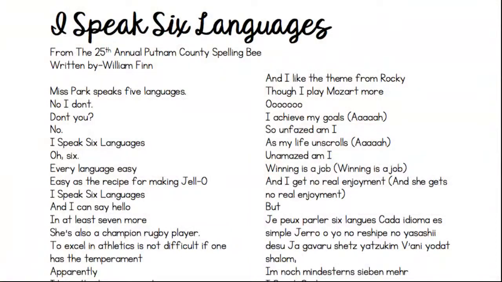So this is the lyrics to I Speak 6 Languages, and it's basically about Miss Park. I forget what her real name is. Yeah, her name is Marcy, excuse me. And she is going on and on and on about all the things she does, and she's just so braggy, right? She's a champion rugby player. She plays Mozart. She is athletic. And it talks about how she doesn't get any enjoyment from it. And you kind of feel bad for her in the end.